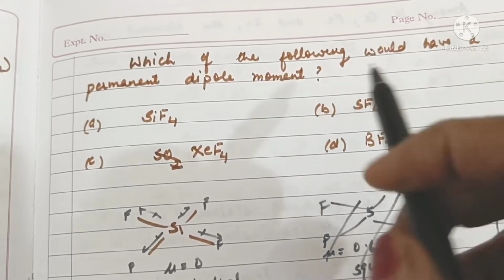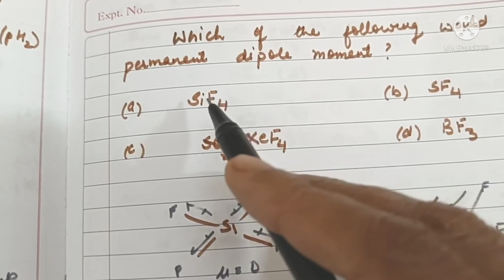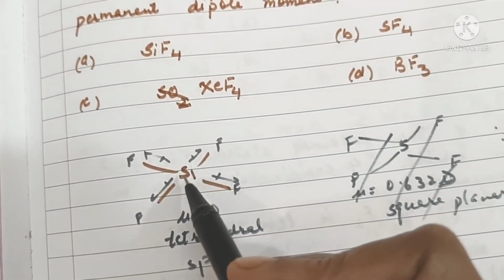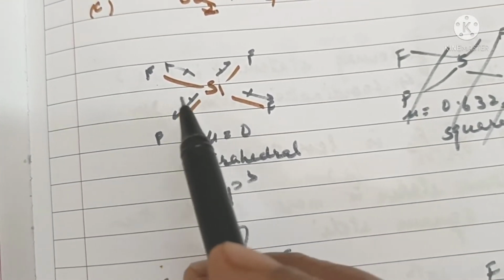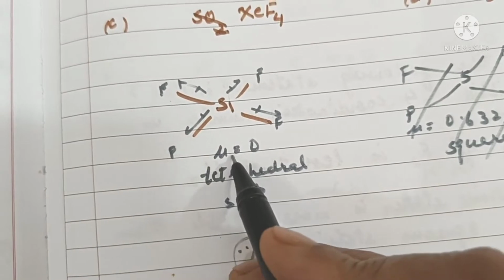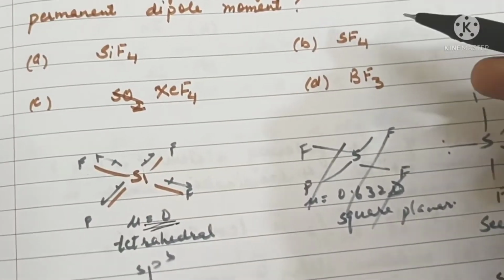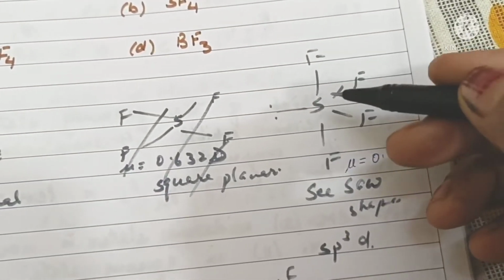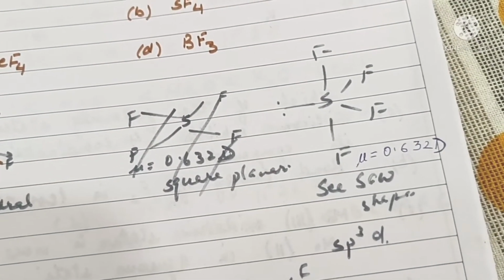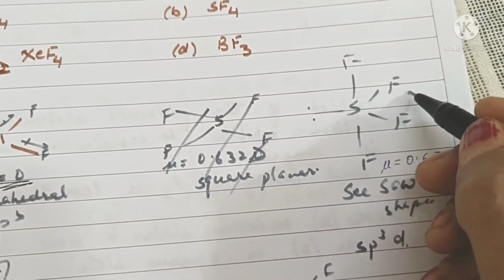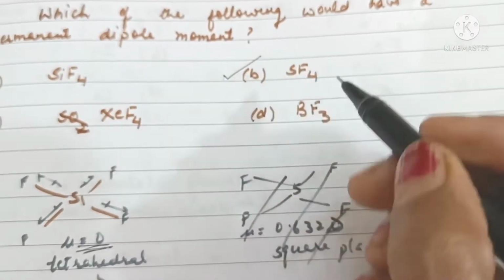Which of the following would have a permanent dipole moment? So in case of silicon tetrafluoride, the molecule is tetrahedral. All the 4 bonds are equal and dipoles point in such a way that they cancel each other. So net dipole moment is 0. So it is non-polar in nature. SF4 is seesaw shaped. So there is a net dipole moment of 0.632 D. So it is permanent dipolar in nature. Option B is the answer.